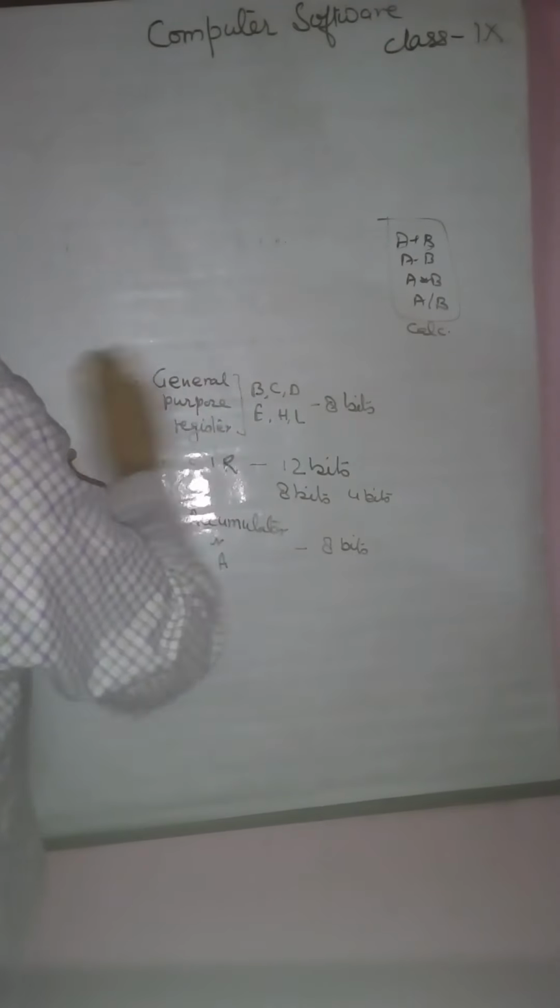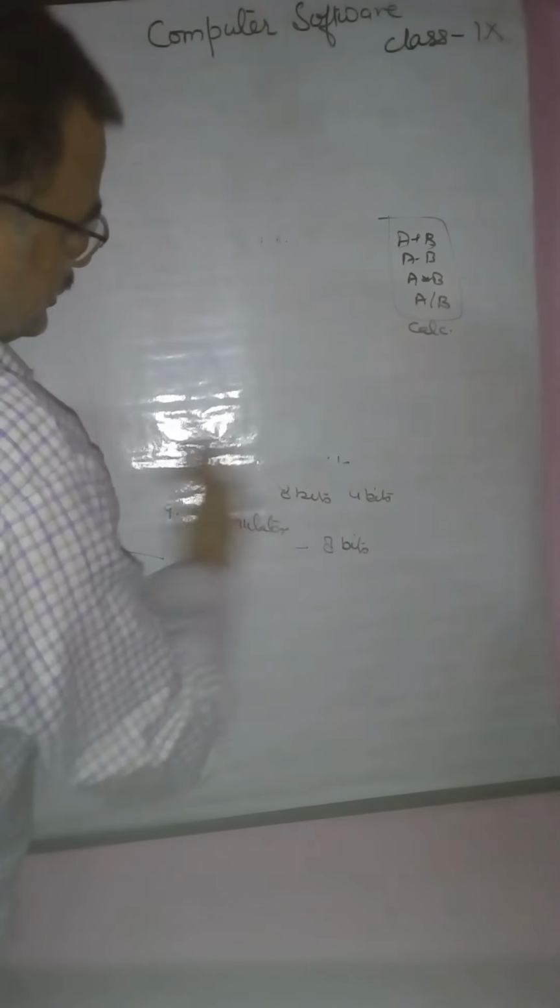hardware. We have covered all things, and now I am going to start the topic computer software. What is software? Software is a set of programs. Software is a set of programs.